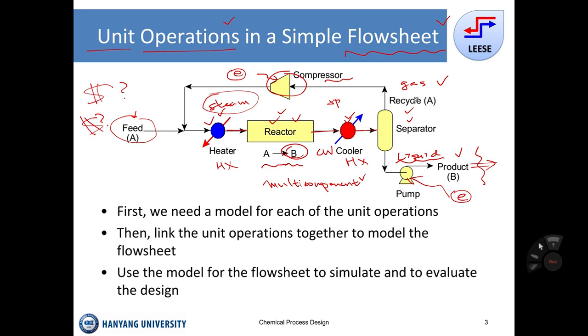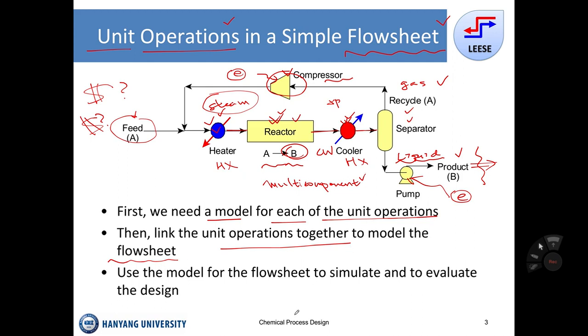So then we need to set up the model first for each of the unit operations. I need to set up the model for the reactor, the model for the compressor, and for the heat exchanger. Then the individual models are set up. Then I need to link and combine them together, okay? And model the overall process, the whole flow sheet.